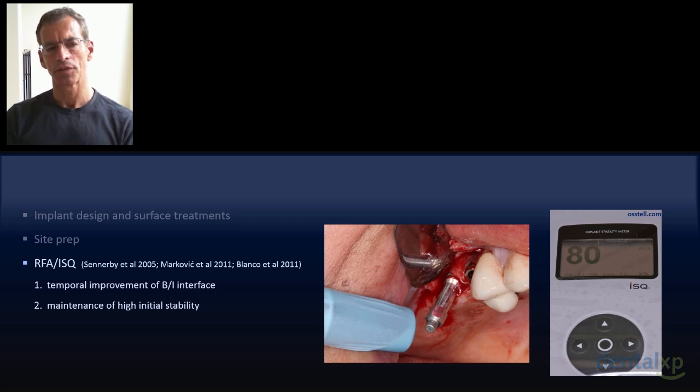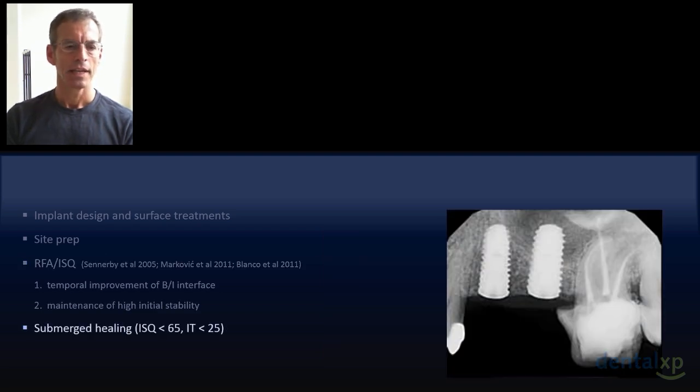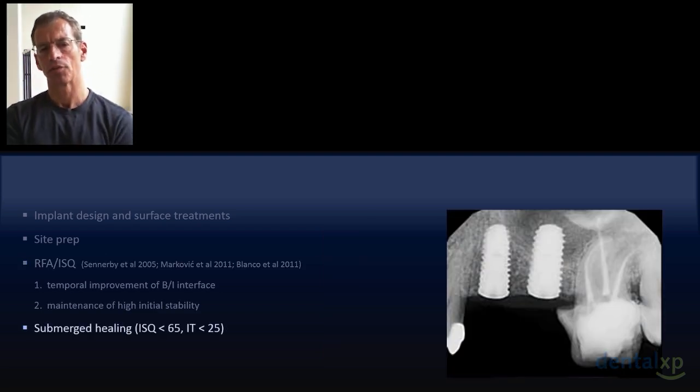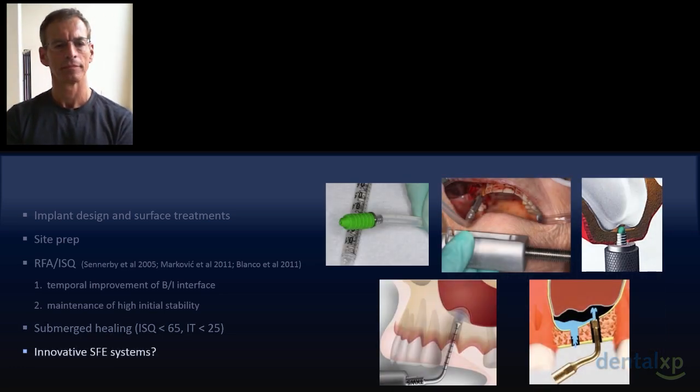I've been utilizing resonance frequency analysis and taking ISQ measurements to show a temporal improvement of my bone-to-implant interface, or to guarantee that I have maintained my high initial stability. If an implant is placed with an ISQ of less than 65 or insertion torque of less than 25, I prefer to submerge and protect my implant.